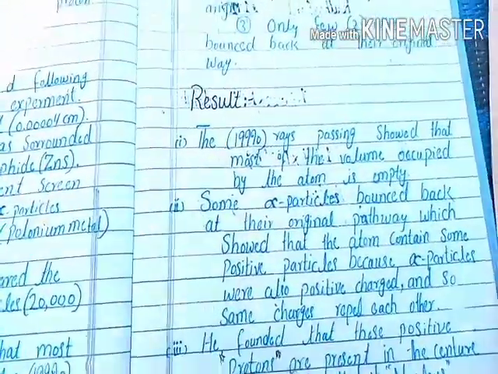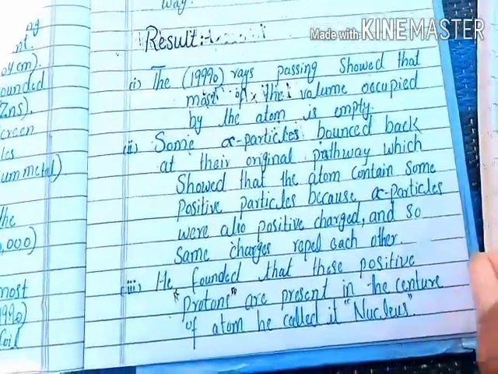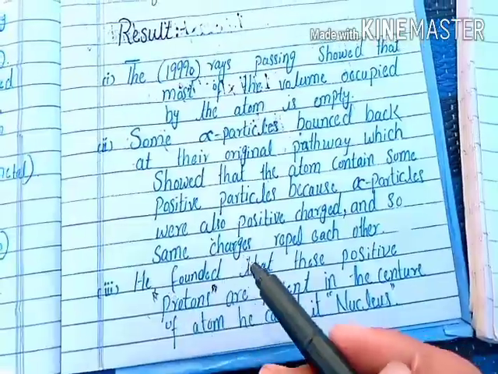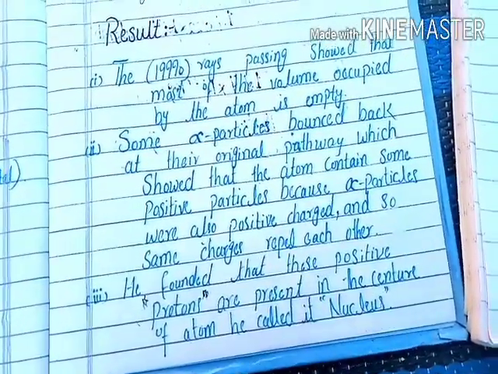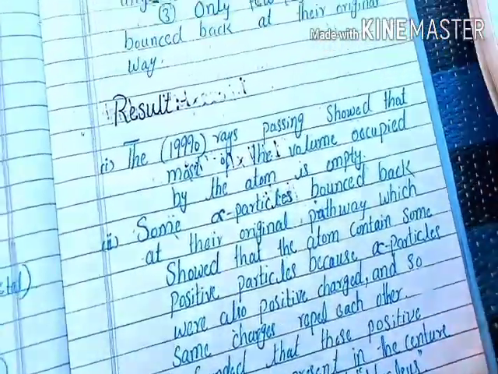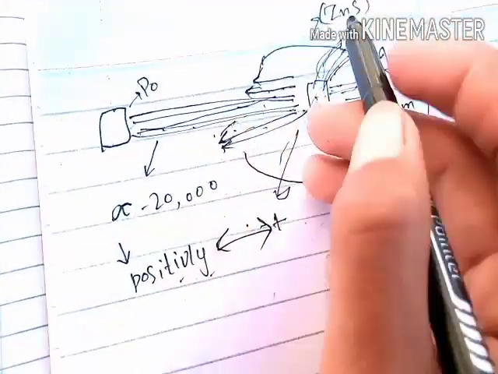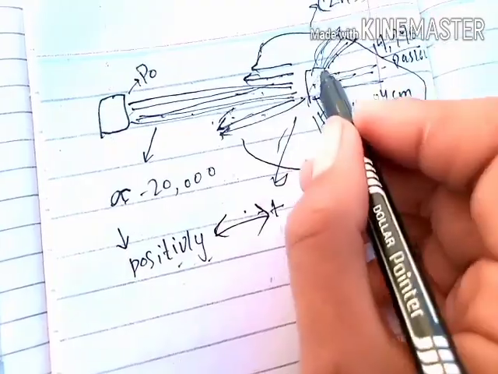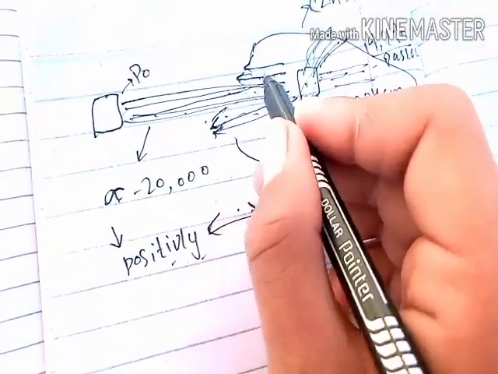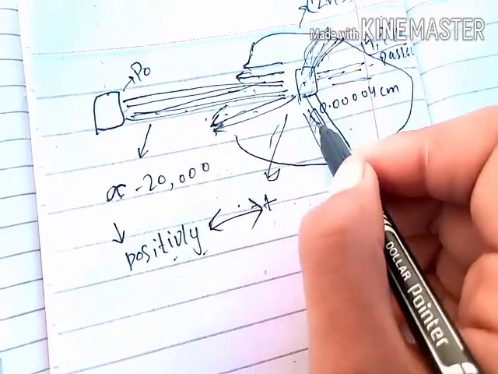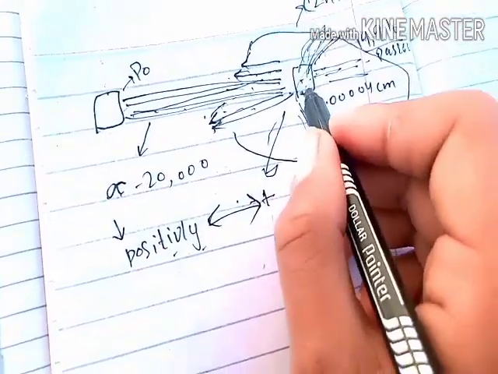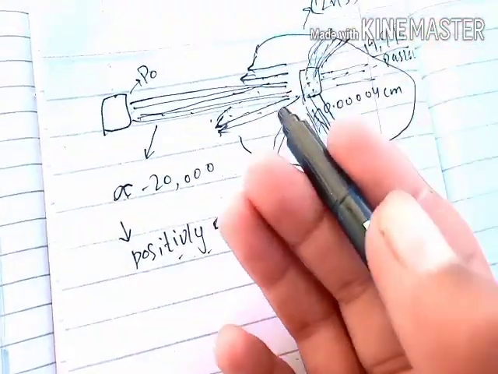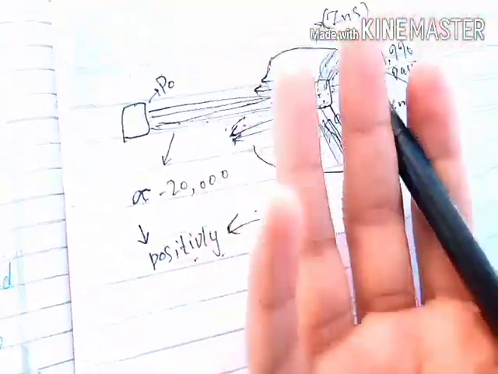Thirdly, he found that these positively charged particles, which he named protons, are present in the center of the atom. He called it a nucleus. He said that these positively charged particles, which made the alpha particles bounce back on their same way or reflect at smaller angles, are present in the center of the atom, which he called a nucleus. So he discovered the nucleus in this way.